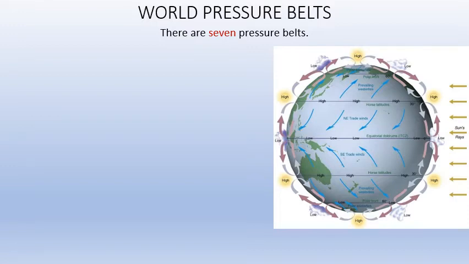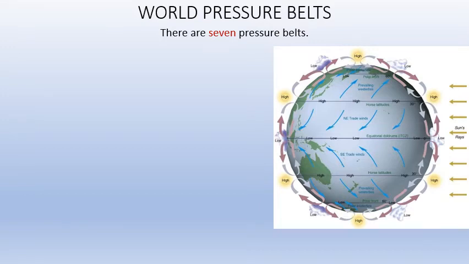So now when we look, we have a low pressure belt in the center, which is on the equator. Then we have a high pressure belt on the Tropic of Cancer and Tropic of Capricorn. Then we have again 2 low pressure belts on the Arctic Circle and the Antarctic Circle. And we have 2 more high pressure belts on the North Pole and the South Pole.